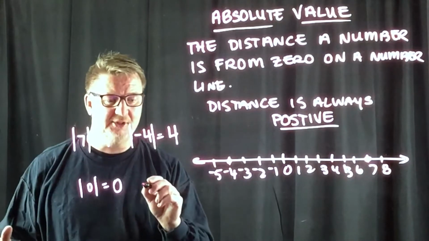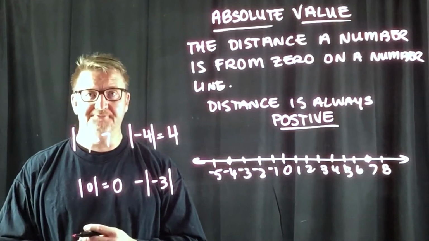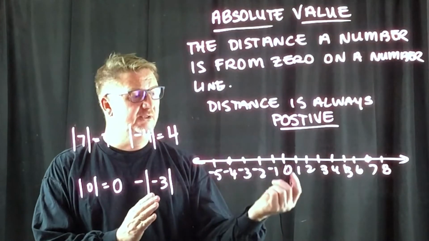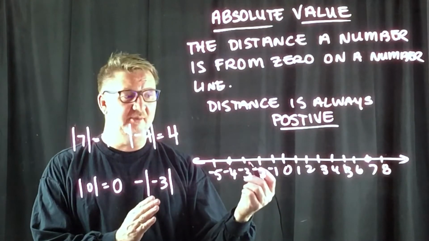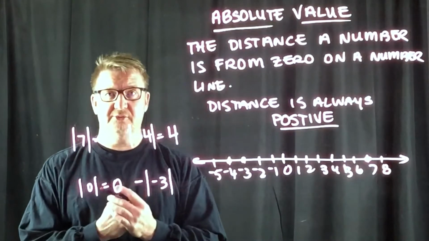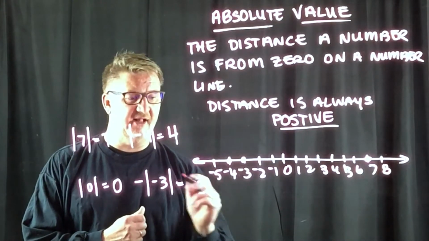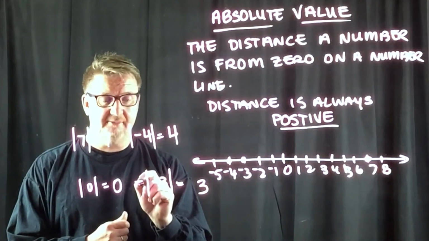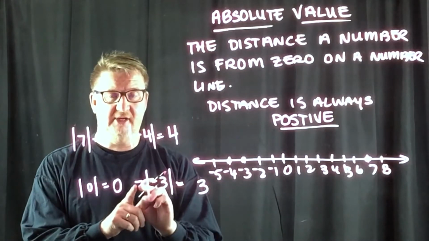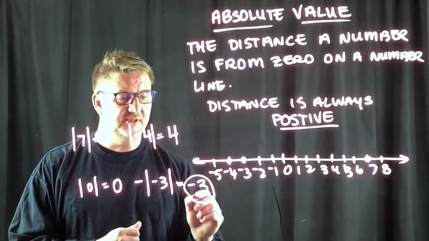All right, and let's look at another tricky one. What's the opposite of the absolute value of negative 3? All right, so first I got to find the absolute value of negative 3. So I start at 0, and I count how many places it is to negative 3 on the number line. 1, 2, 3. So it's 3 places. So the absolute value of negative 3 is 3, but I want the opposite. The opposite of 3 is negative 3. So the correct answer here is negative 3.